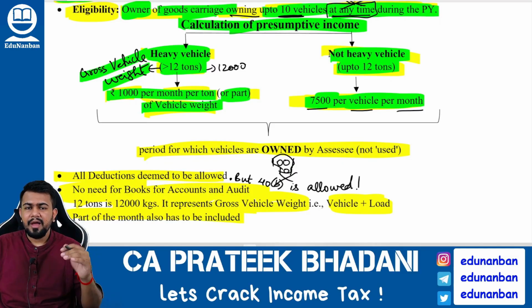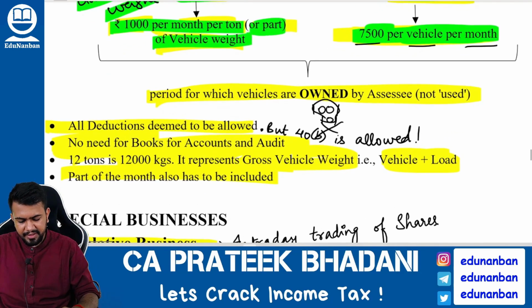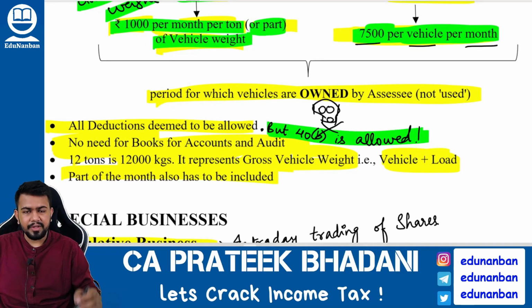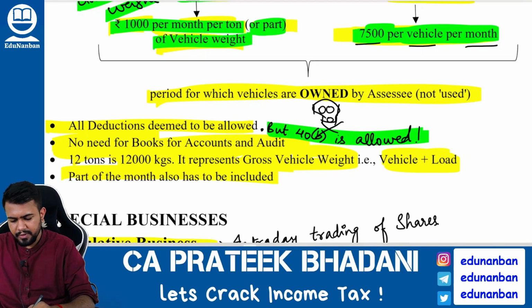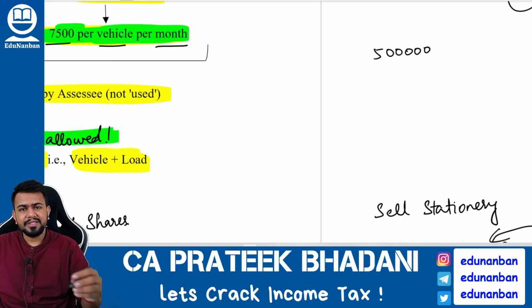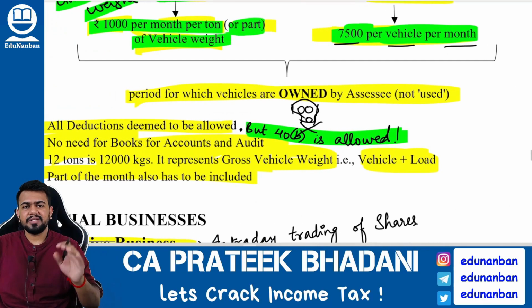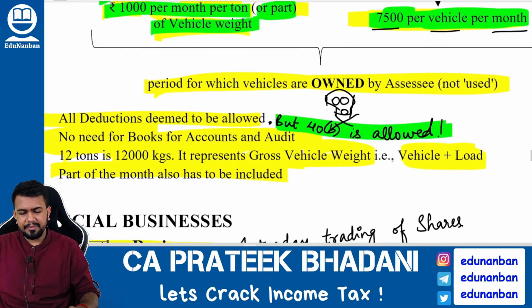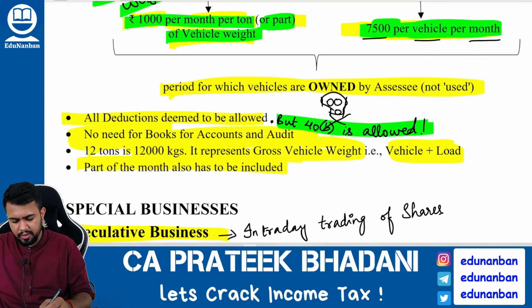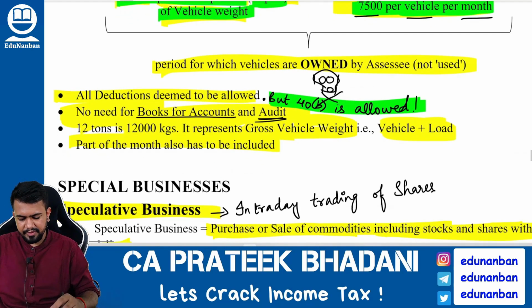Now, for this 44AE, there is one more benefit. What is the benefit? The benefit is that 40B is still allowed even after the deemed income, the presumptive income. So, for example, if the presumptive income is 5 lakh rupees, after this 5 lakhs, I can again allow 40B. What is 40B? Interest on capital and remuneration paid by partner to the partnership firm. It can be allowed as deduction even after the presumptive income. If presumptive income is chosen, no need to account, no need to maintain books of accounts, no need to get the tax audit done. That is the benefit.